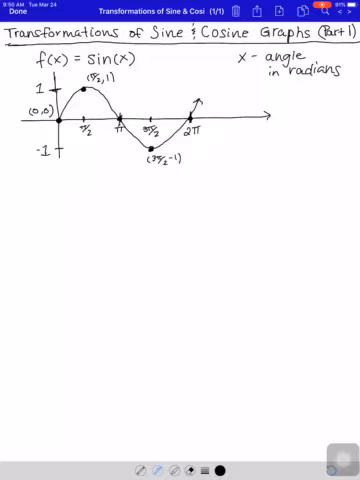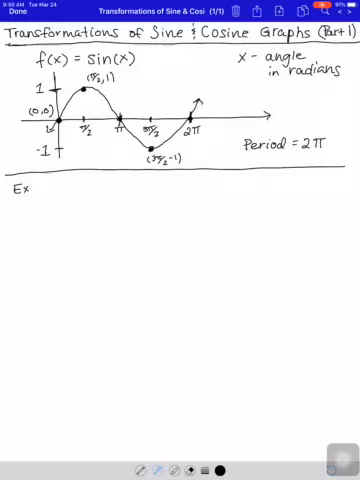And of course, this function just repeats itself to the right forever and also to the left forever. This is just one cycle of the sine function. And remember, the length of one complete cycle we call the period. So in this case, we would say our period is 2 pi. All right, now let's take a look at actually transforming this graph.